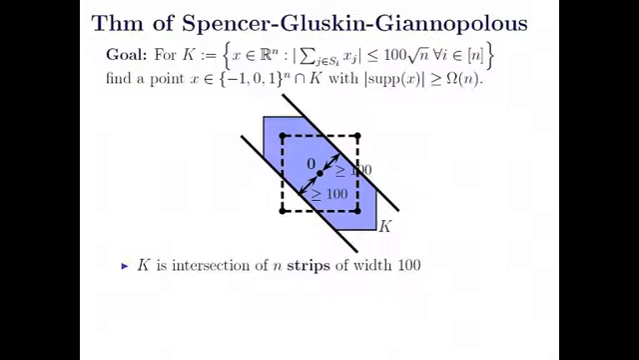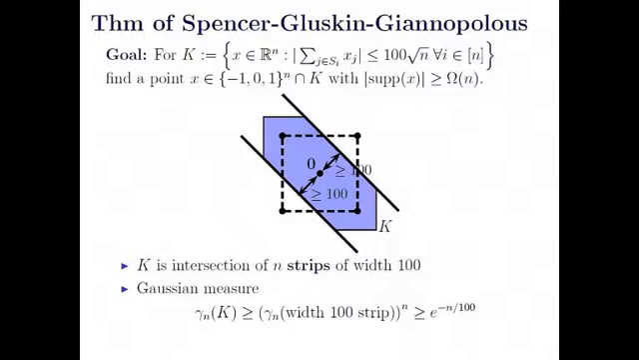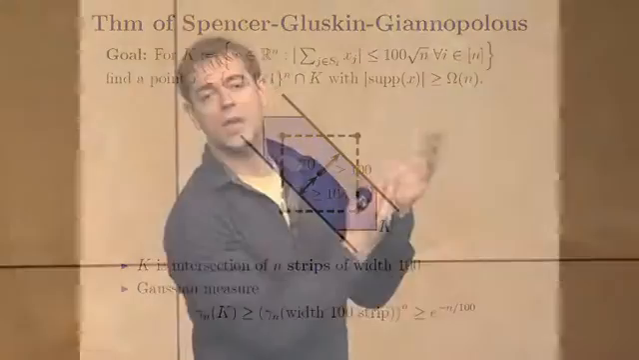Now, let's do a little bit of math, and let's use the fact that this set K is the intersection of strips, and each of the strips has a width of, let's say, 100 in each direction. This has the implication for the Gaussian measure of this set K. The Gaussian measure is the following: you take a random Gaussian with variance 1 in every direction, the standard Gaussian, and you check the probability that it ends up in K. That's the Gaussian measure gamma n of K.